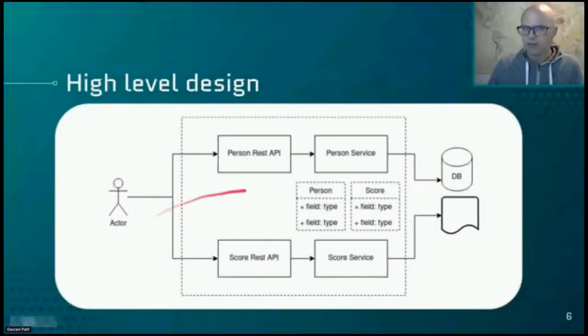A high level design is something like this, where we have a person service which stores the person data in a database, and it exposes the data with the person REST API. And we have a score service that stores the score in a flat file, and it exposes it with a score REST API. And then we have the model that models a person and a score and everything that goes with it.